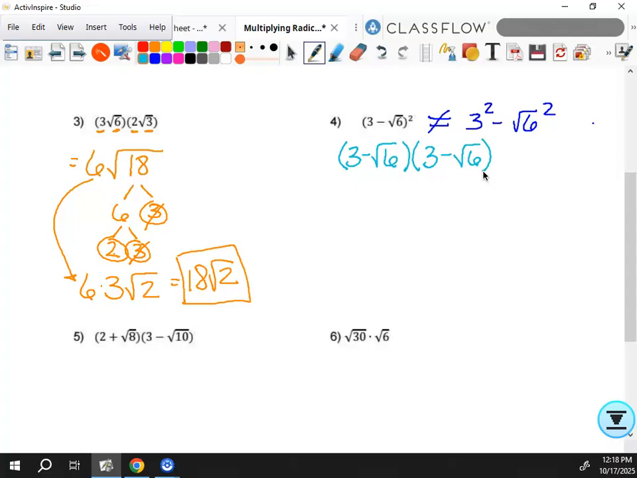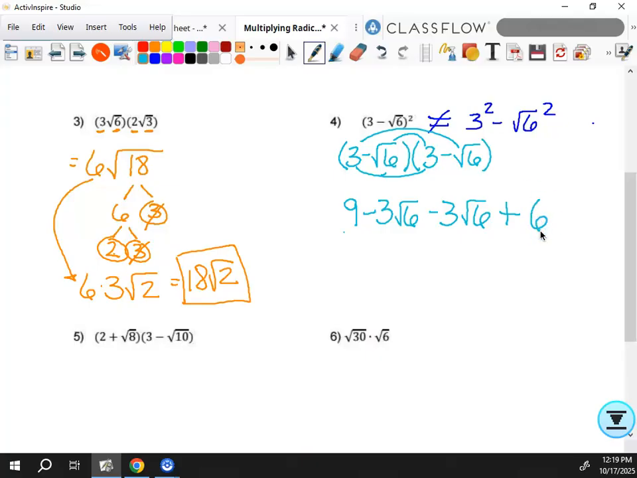Then we do like what we did on number 2, we're just going to FOIL it. We multiply the first 2 together. 3 times 3 is 9. Outside 2 together is going to give me negative 3 square root of 6. Inside 2 together, negative 3 square root of 6. Last one, negative times negative is a positive. And what's the square root of 6 times the square root of 6? 6. Okay.